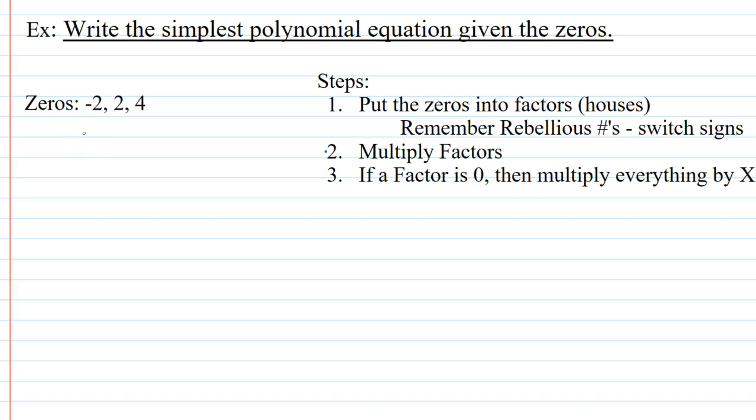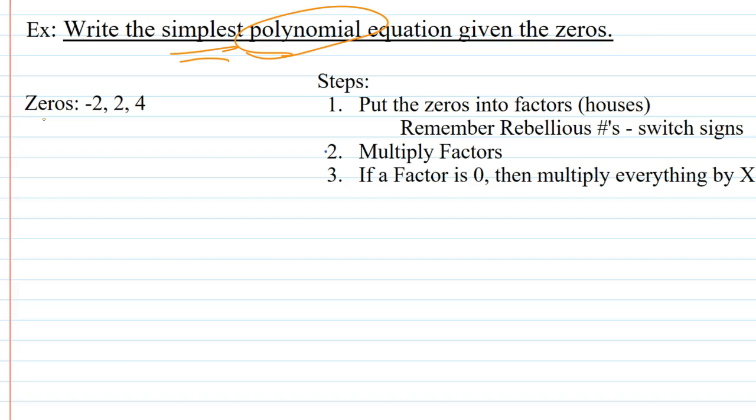What if they already give you the answer and they say work backwards? The zeros, or the solutions, are -2, 2, and 4. But what they want us to do is to write the polynomial. Now, this problem is asking for simplest form. This is one of the easiest. First, you put the zeros into factors, or into their houses. Remember the rebellious numbers, we're switching signs.